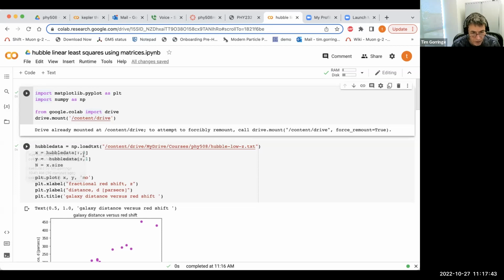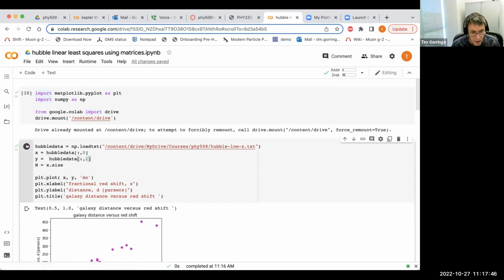Okay, so second cell here, I'm going to do a couple of things. I'm going to read in my file from my Google Drive that contains the data. My file contains two columns. One is the relative redshifts, a proxy for the recession velocities of the galaxies. And the other column is the distance to the galaxies, determined by these standard candles, these bright variable stars that can be used as standard candles.